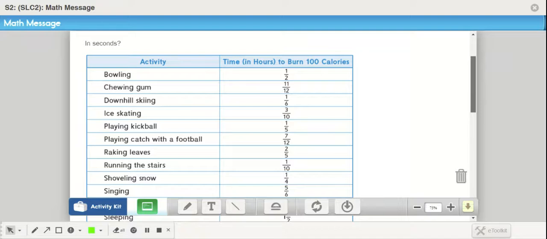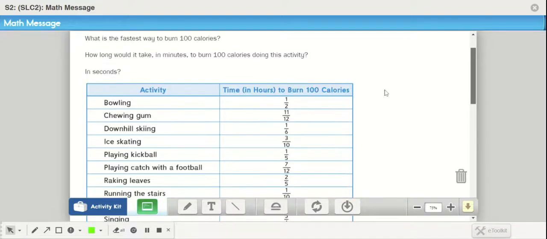So we can go through and we can look and we can see bowling takes half an hour, so that's 30 minutes. I don't think that's going to be our fastest. Chewing gum obviously is going to take a while. That takes almost a whole hour. It's 11/12 of an hour. Okay. Downhill skiing takes 1/6 of an hour, so it takes 10 minutes to burn.